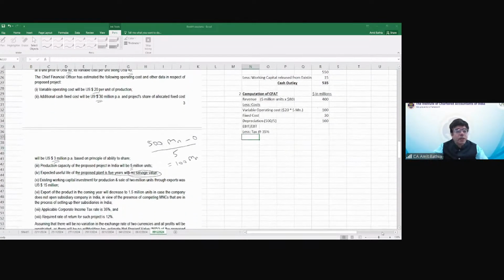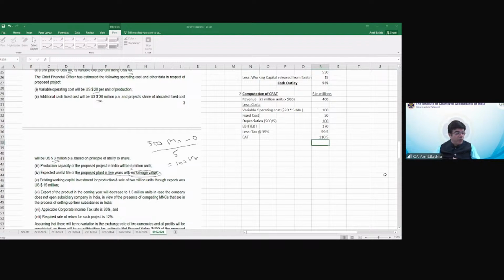Information 7. Okay. So what is my earning before tax to start with? It is 400 minus 100 minus 30 minus 100. So I get 170, which is my earning before tax. Tax is 170 into 35%, so that comes to 59.5. And then I get EAT, earning after tax, which is 170 minus 59.5. So I get 110.5 as my earning after tax.